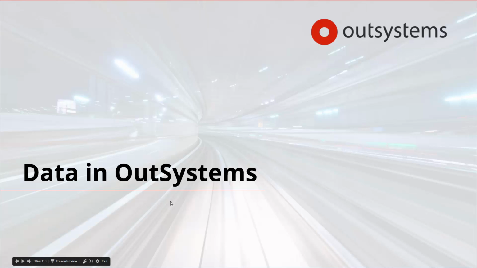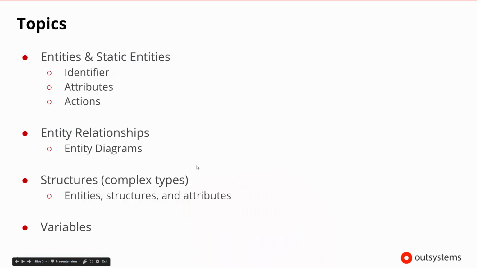Welcome to Data in OutSystems. In this session, we'd like to discuss the different types of data that are available in OutSystems. Entities and static entities are available, and they have to have identifiers and certain types of attributes, and they have actions associated with them.